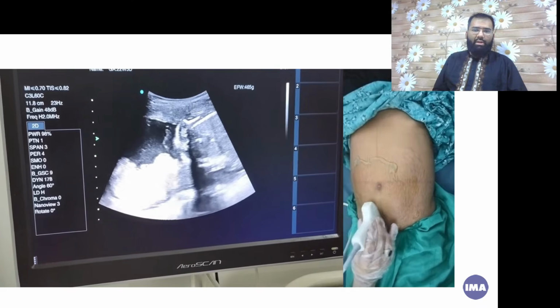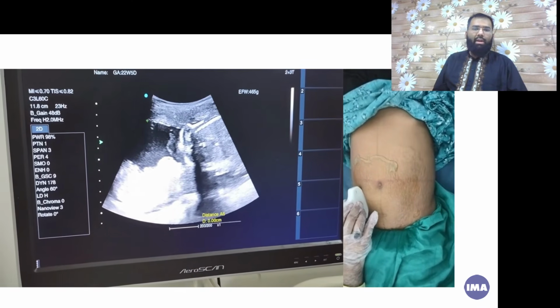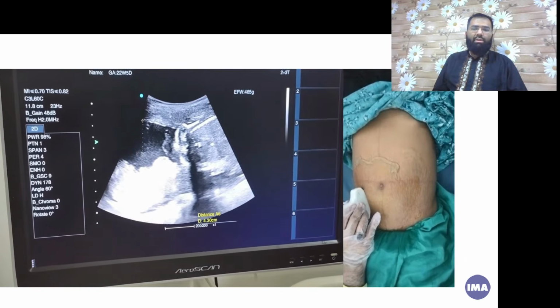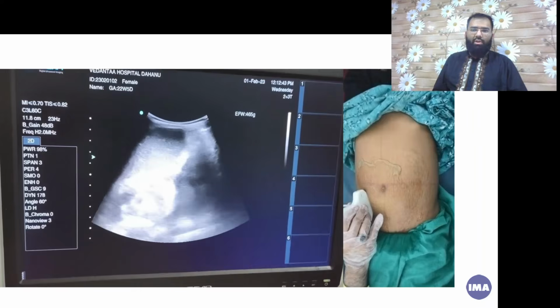Then you have to measure it in the second quadrant. See how my probe remains perpendicular to the table. And here I'm measuring it. This is 4.3. So this is 2.1 plus 4.3. You have to add this.